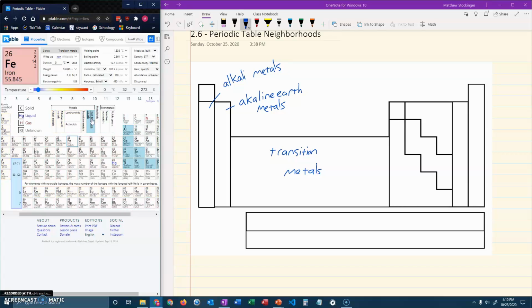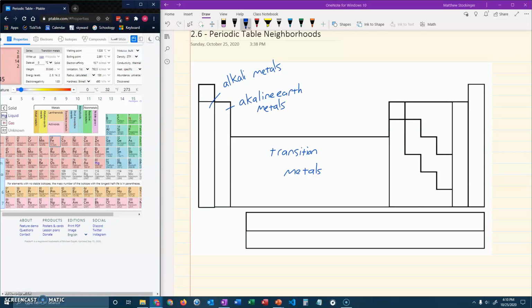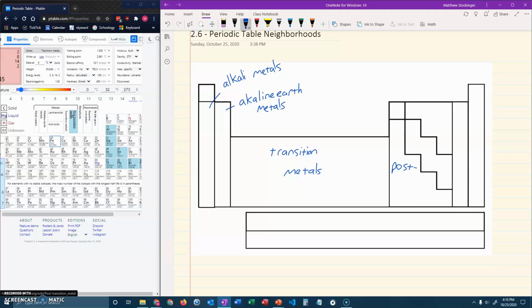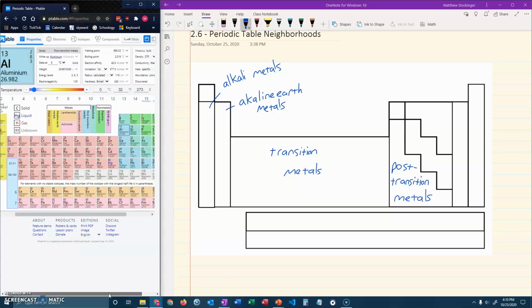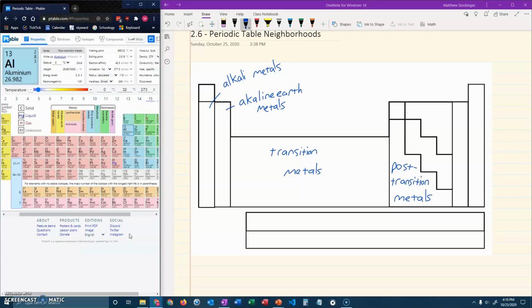Going further down that trend, this last corner before we switch over to nonmetals is called the post-transition metals, and these are the least reactive of the metals. These are very useful for when you don't want it to react. For example, pop cans are made of aluminum, because aluminum won't rust very easily at all. So it's a good choice.